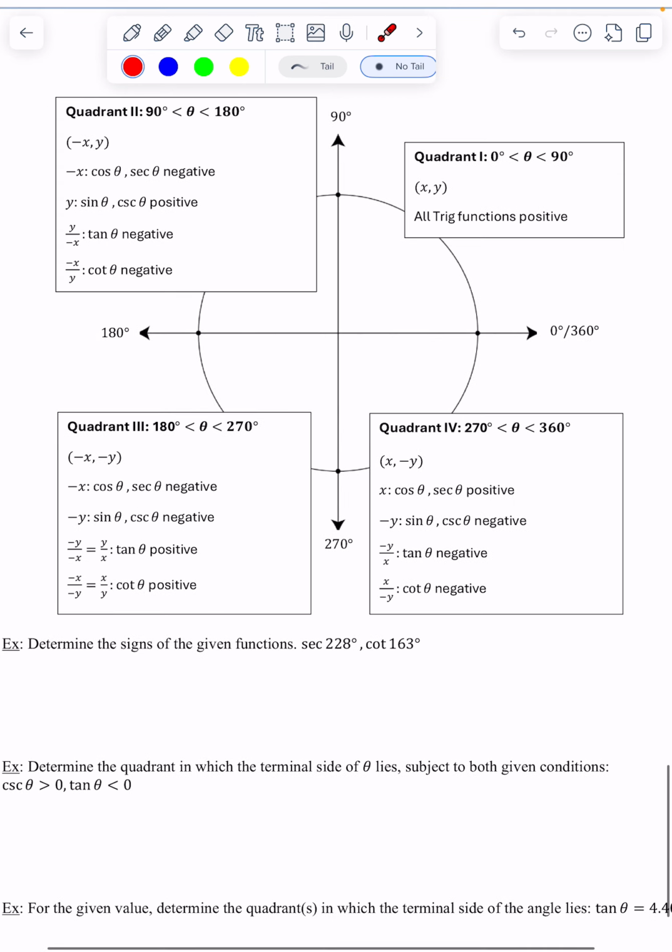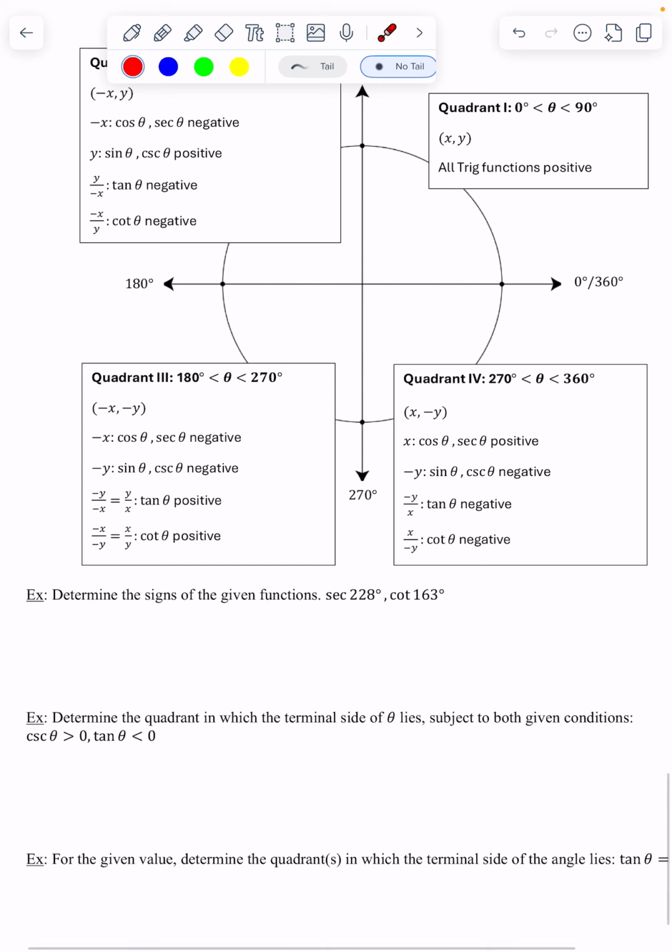If you look at quadrant 3, I'm over in this range. Both x and y are negative, so cosine, secant, sine, and cosecant are negative, and then tangent and cotangent are positive since they're the ratio of the x and the y, so the negatives cancel out. Quadrant 4 is between 270 and 360. Here my x is positive and my y is negative. So my cosine and secant are positive, my sine and cosecant are negative, and so are my tangent and cotangent.